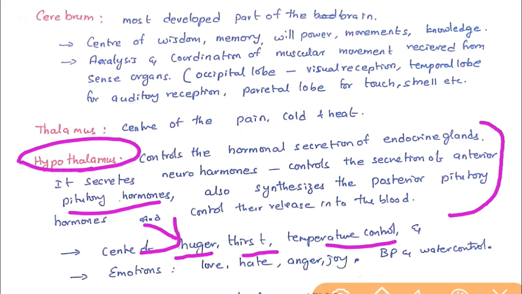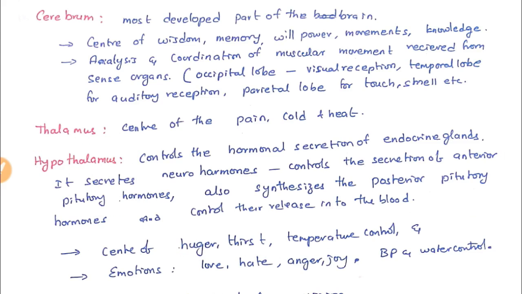And also, it is the sensory organ. We can say that it is the one which manifests the emotions in our life, friends. The hypothalamus is associated with emotions like love, hate, anger, joy, even blood pressure, and it also controls the water level in our body, friends.